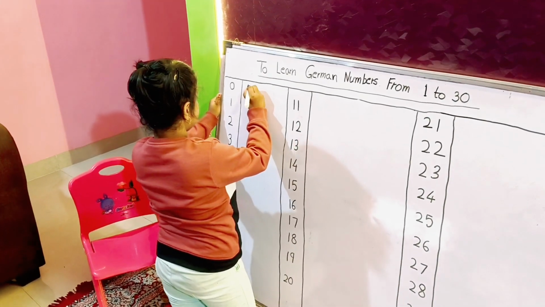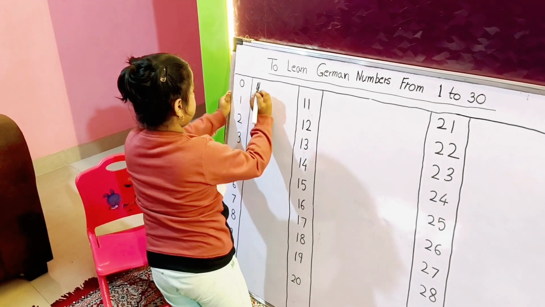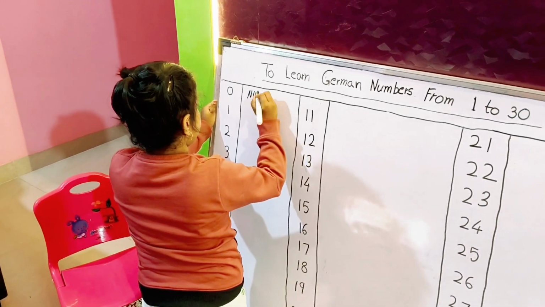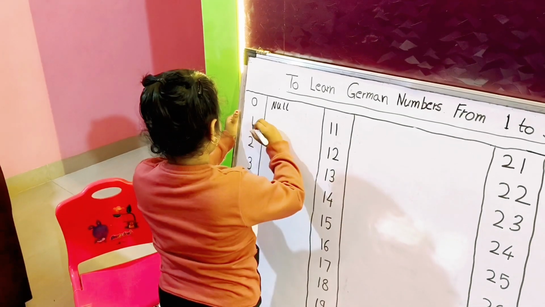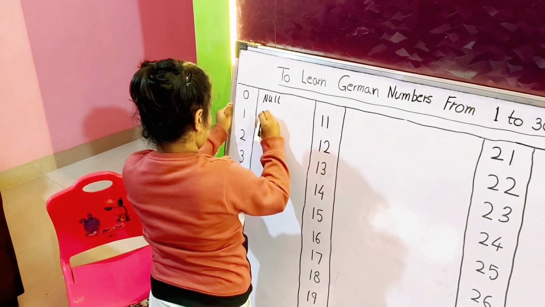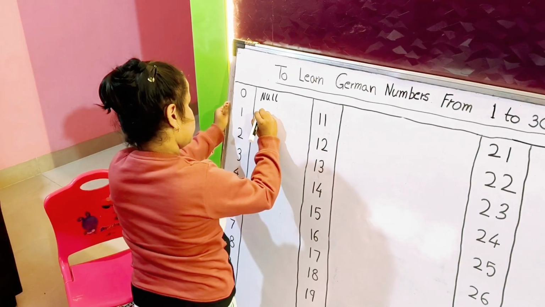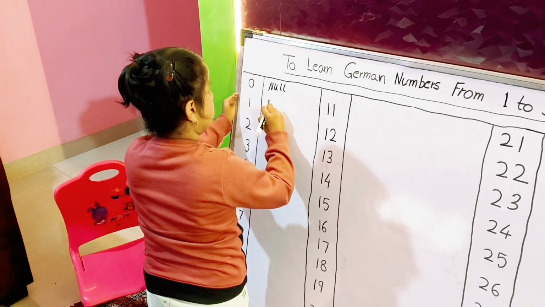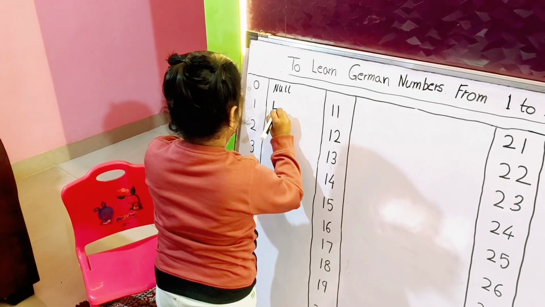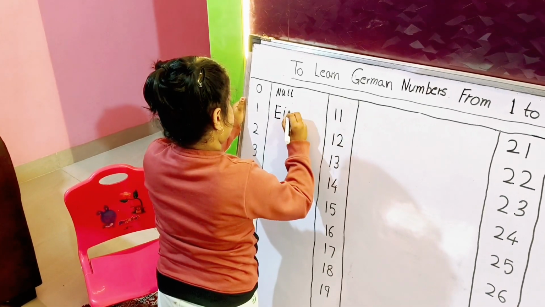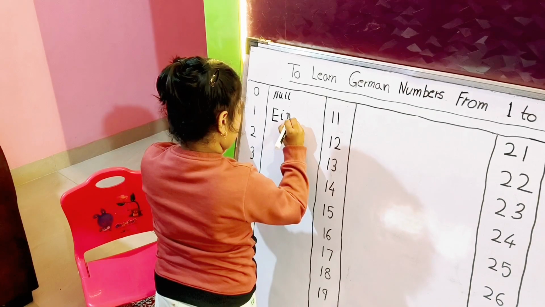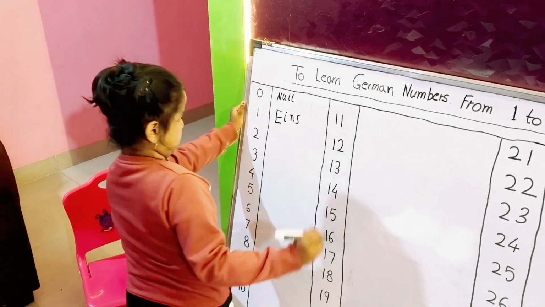First I will write null, N-U-L-L. This is null and this is one. So I will write one. In German you will say eins, E-I-N-S.